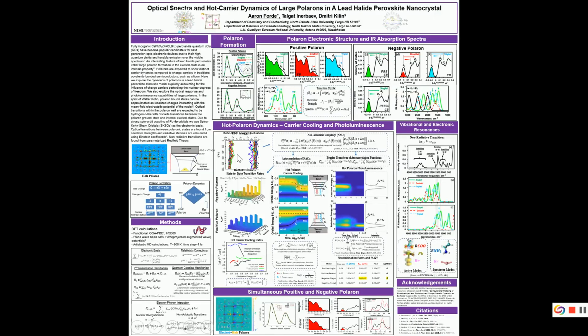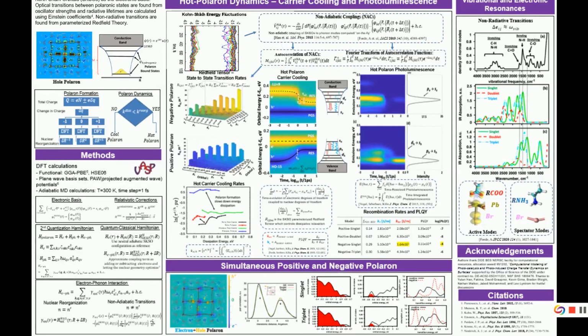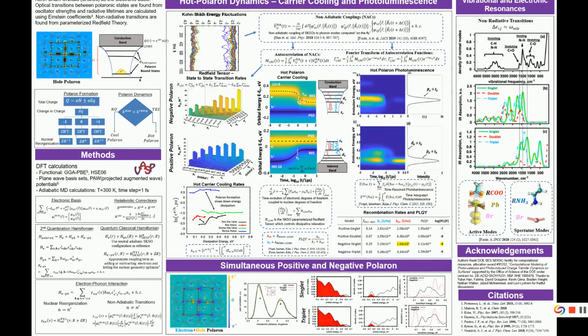So, moving on to dynamics. To describe non-radiative dynamics, you have to be able to couple electronic and nuclear degrees of freedom. How we implement that is we run ab initio molecular dynamics for our models, and then we track the fluctuations of the energy bands over time. From these fluctuations, you can compute non-adiabatic couplings along the trajectory, and then by post-processing the couplings, we can get state-to-state transition rates for our models. The top row is specifically the negative polaron singlet, and this row is the positive polaron singlet.